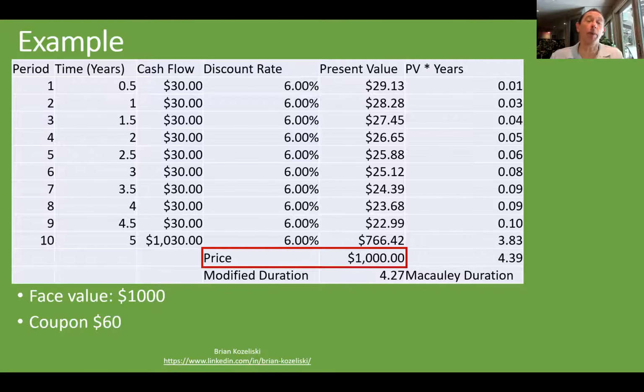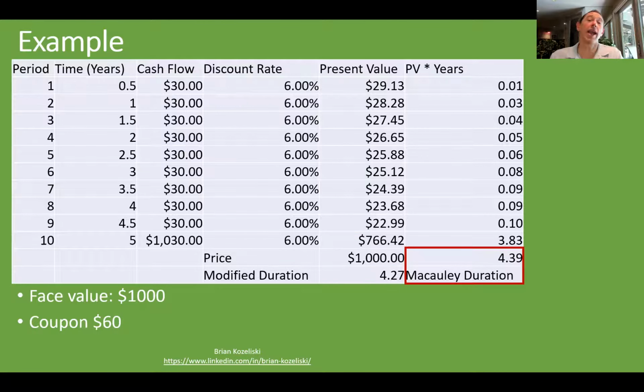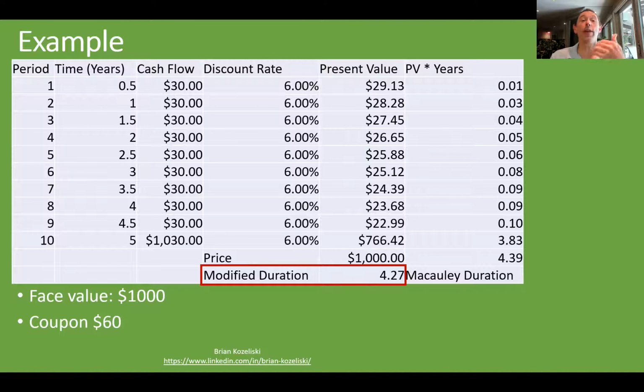For all these charts, you're going to see the price of the bond here. This one's currently at par. You're going to see the Macaulay duration here, and you're going to see the modified duration here, which again helps us determine the price change. So let's go ahead and do that.